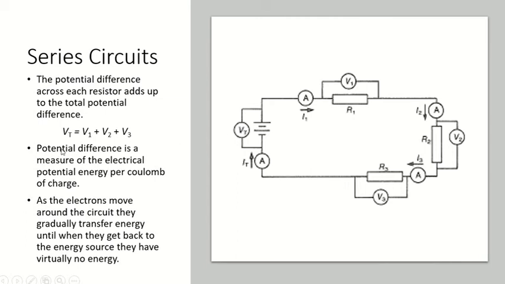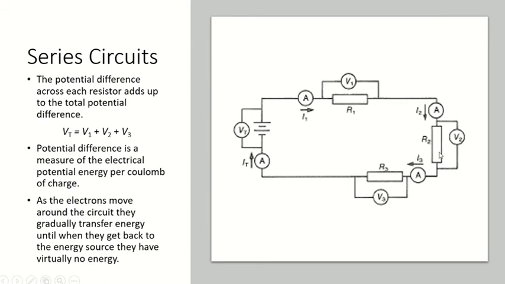And just recall that the potential difference is a measure of the electrical potential energy per coulomb of charge. So what happens is this battery supplies electrons with 12 volts. And as the electrons move around the circuit, they transfer some of their energy to this component. So there's going to be some sort of voltage drop, and then the electrons are only going to be carrying a certain amount of energy.